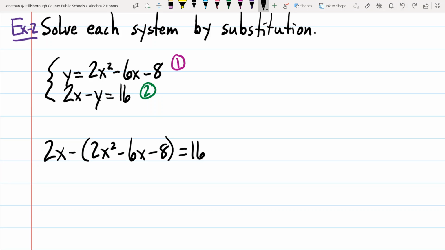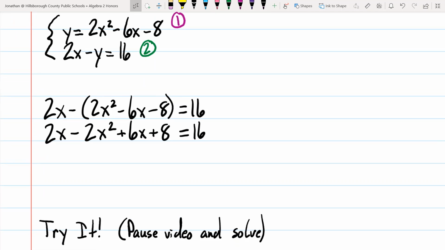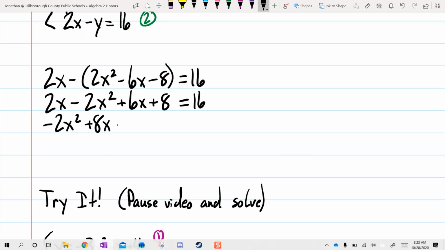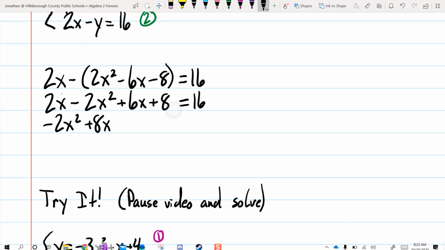That's a common mistake I see sometimes. Okay, 2x minus. Always remember to distribute your negative sign. Okay. I'm going to do what I did last time, combine like terms, and since the x squared is negative, I'm going to move this over to the other side. Okay, so let's see. 2x and 6x is 8x. Now I have positive 8, but I am going to be subtracting 16 from both sides.